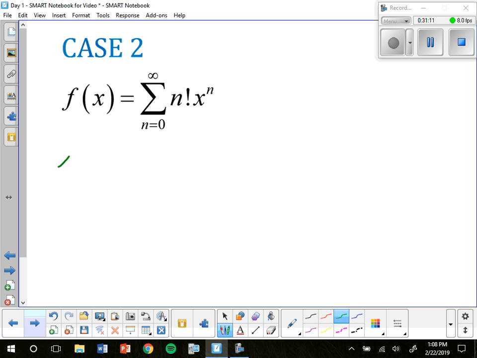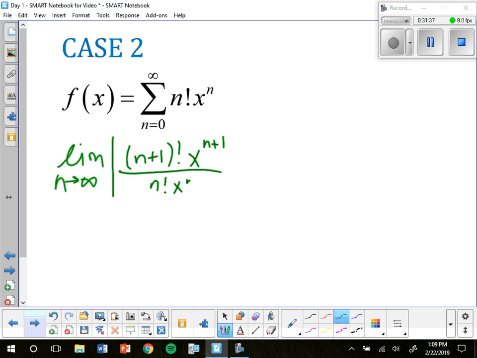Ratio test. So I'm going to look at the limit as n goes to infinity of the absolute value of a sub n plus 1, so n plus 1 factorial times x to the n plus 1. Usually I multiply by the reciprocal instead of dividing. Do I have to do that here? No, I don't have a double fraction, so I can literally just divide, n factorial over x to the n. I'm trying to figure out when does this converge, which means this has to be what? Less than 1. I set it less than 1 and try to solve for x.